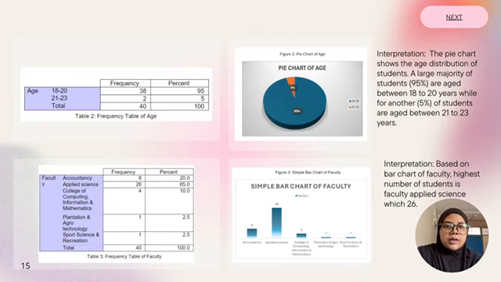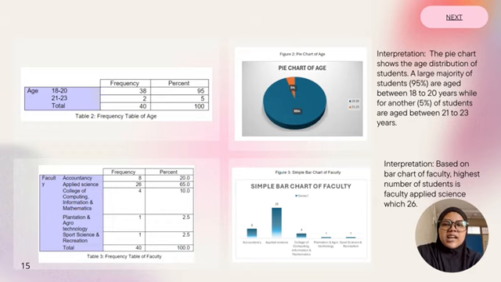To interpret, the pie chart shows the age distribution of students. A large majority of students, 95%, are aged between 18 to 20 years old, while the other 5% of students are aged between 21 to 20 years old. Next, let us look at the bar chart of faculty.